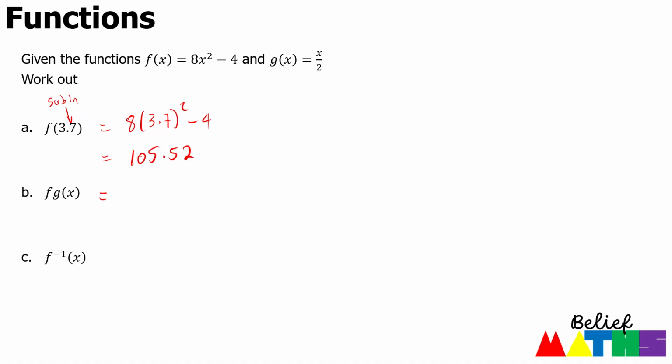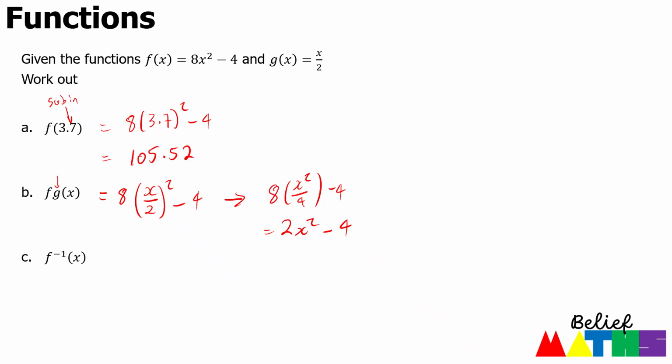Now the second and third question don't have a number in there, so we actually have to do some algebraic manipulation here. So this f of g of x is what we call a composite function, and we start on the inside. So because g is on the inside, it means we're substituting g into f. So we've got 8 times g of x, which is x over 2, squared minus 4. When we manipulate that a bit, that's 8 times x squared over 4 minus 4. And remember, when we're multiplying by a fraction, we can divide by the bottom and times by the top. So 8 divided by 4 is 2. So that then gives us an answer of 2x squared minus 4. And that's f of g of x.